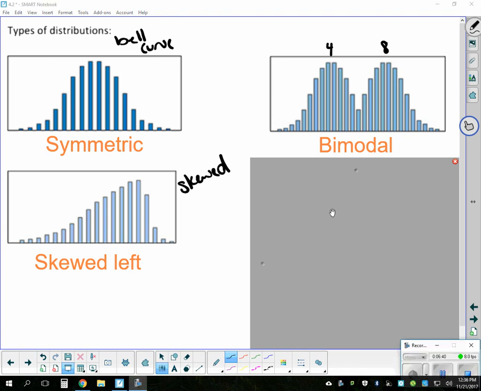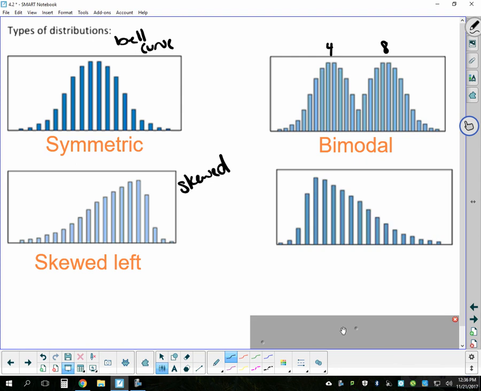Okay, so then you should probably guess what the other one is. It is, of course, skewed to the right. The bulk of your data is happening on the left side, and then you are skewing, getting these extra pieces off to the right.